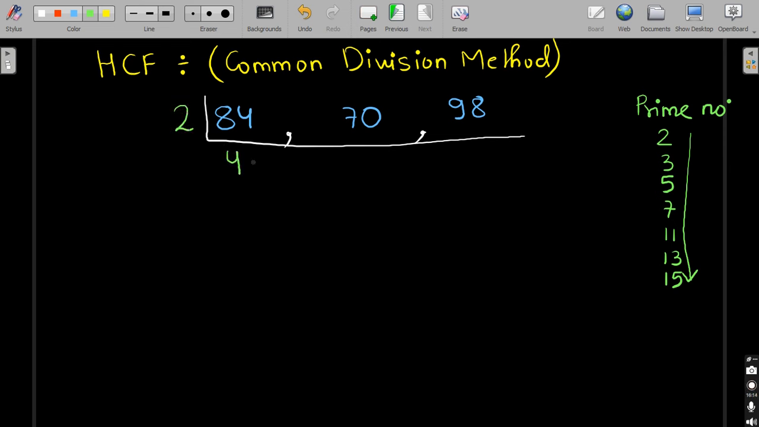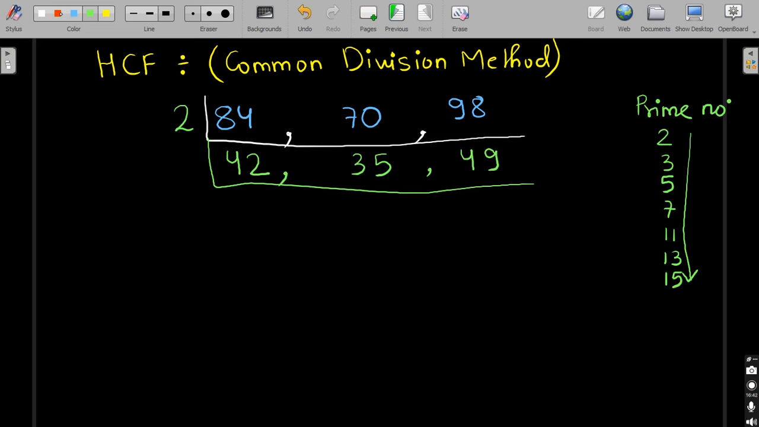2 4s are 8, 2 2s are 4, that I am going to divide. Next 2 35s are 70. Next 2 4s are 8, 2 9s are 18. Up to here we have divided, correct? Now the common division method becomes a little bit longer, let me make it shorter. Okay, it is completed. Now as you are able to see, by 2 I am able to divide all the three numbers. I think you are getting my point.